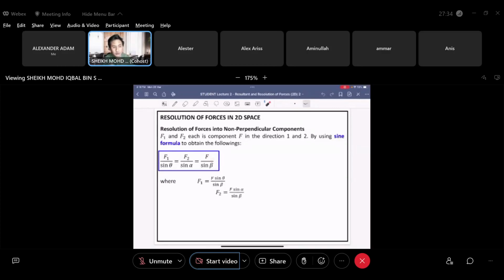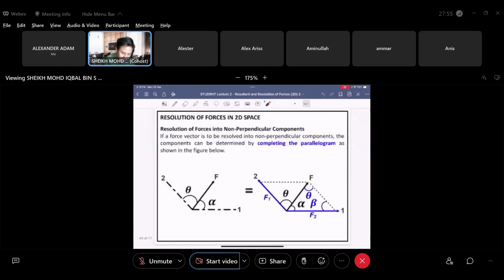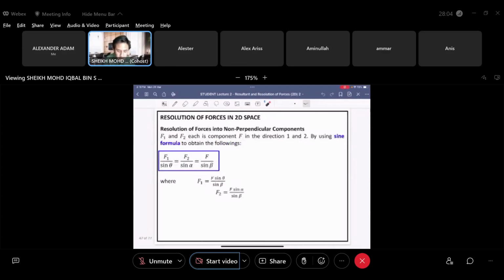So once you resolve it, use the sine formula to find the magnitude of the force in the x direction and in the y direction, right? But because this is non-perpendicular, we use F1 and F2, because each exists in both the x and the y direction. Because it's non-perpendicular, there is an x here and there is also a y. So that's it for finding the magnitude, which is using the sine formula.